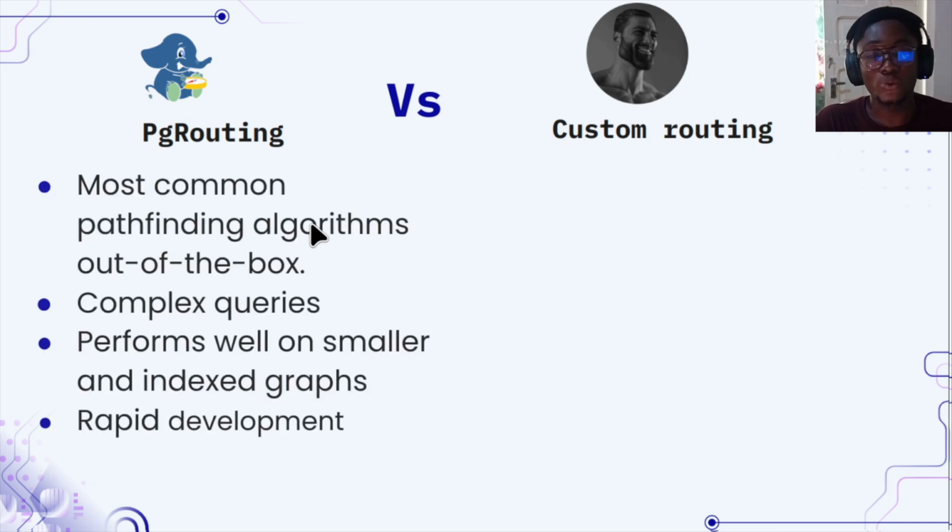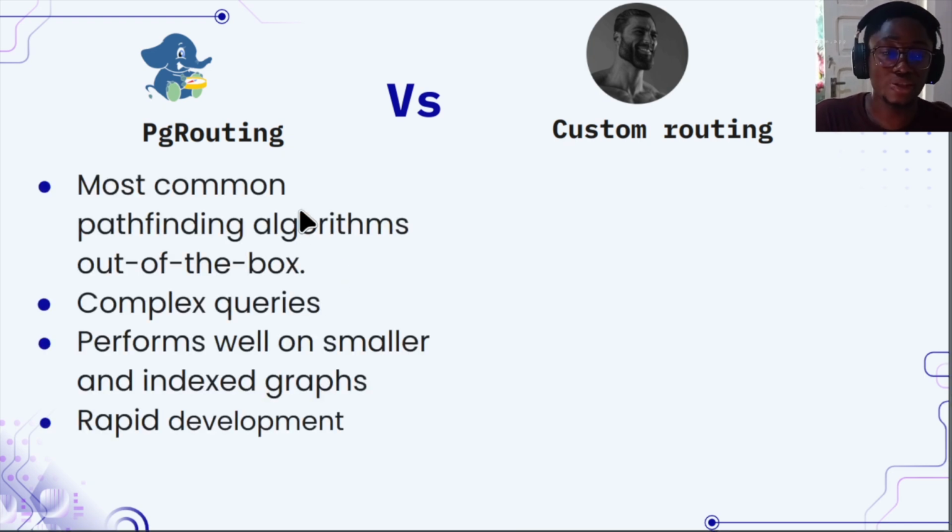All right. So what is pgRouting? pgRouting, like I said, is a tool that is built on top of PostGIS and it comes packed with pathfinding algorithms ready to go, like Dijkstra's algorithm, A star, etc., which makes it ideal for rapid development. So if you're the plug and play kind of person, it's a great option. But sometimes you want more control, more flexibility, and maybe a little chaos. Yeah, so that's where custom routing comes in.